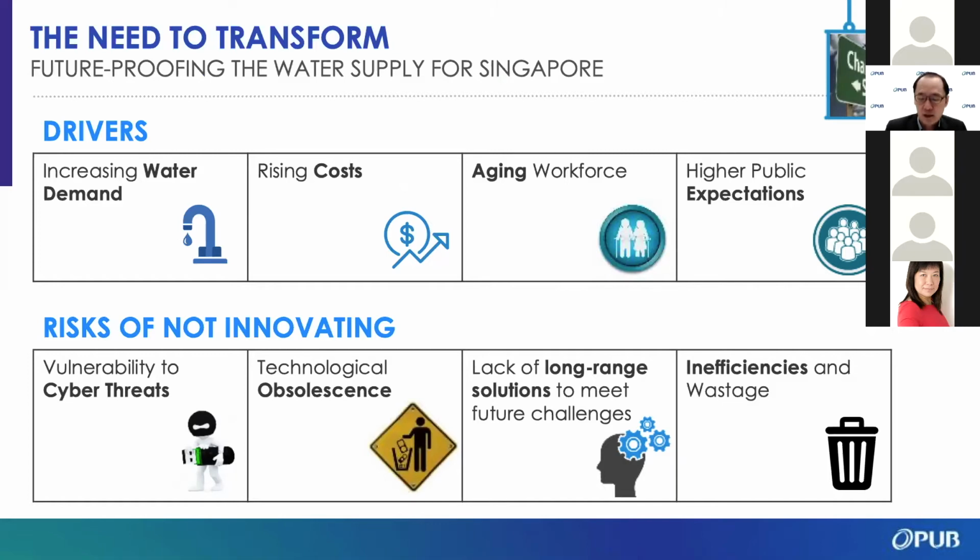We also face the challenge of an aging workforce, just like any other developed country, and we have to meet higher public expectations. Just now, interestingly, for the second poll, I noticed that only 59% of the people listening in today says that they are fairly satisfied. And I would expect a higher percentage to be either extremely satisfied or well satisfied with what the utility is providing. So there are various risks of not innovating, as shown at the lower half of the slide. And that includes cyber threats, technological obsolescence, as well as lack of long-range solutions to meet future challenges.